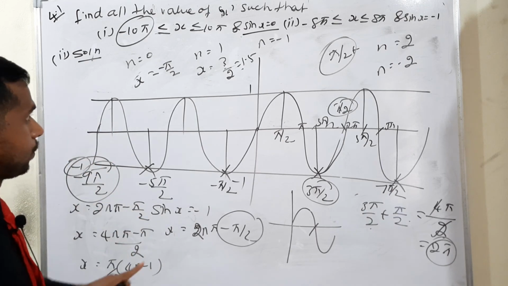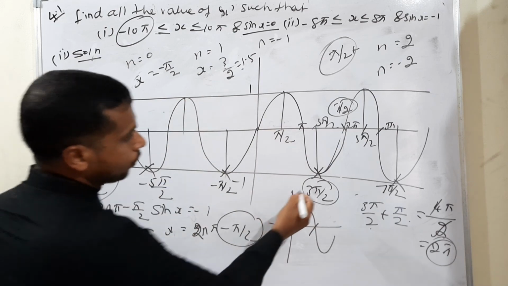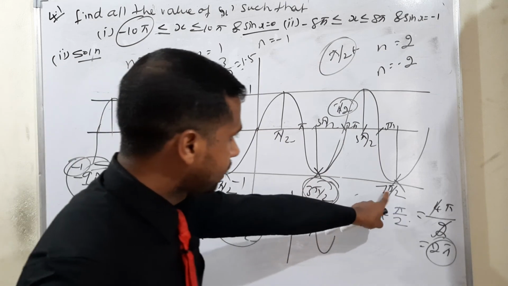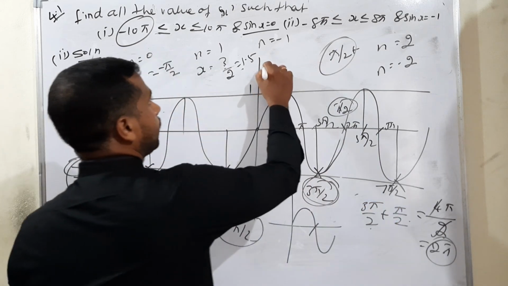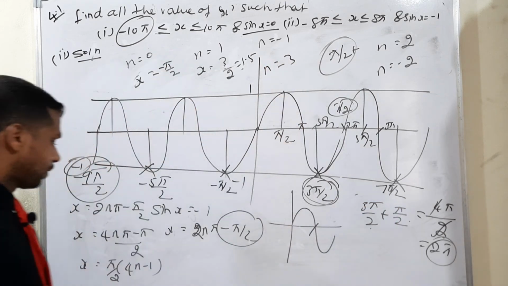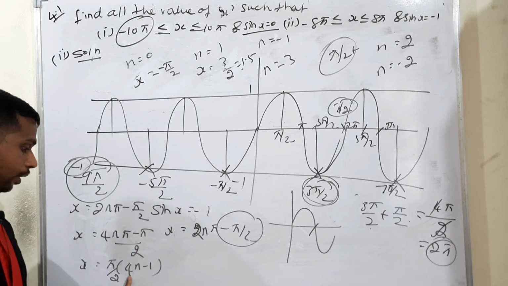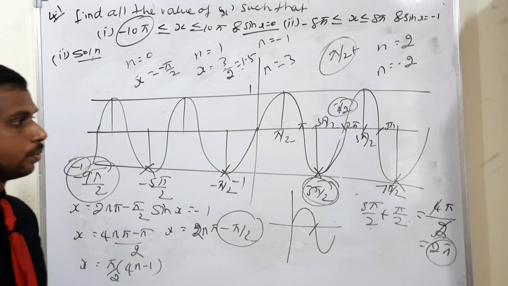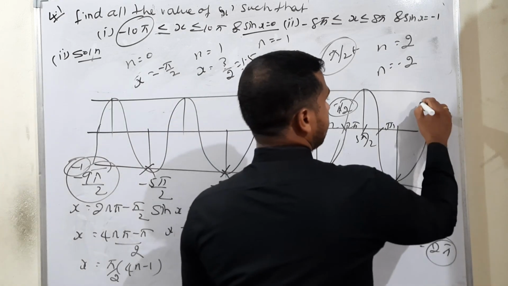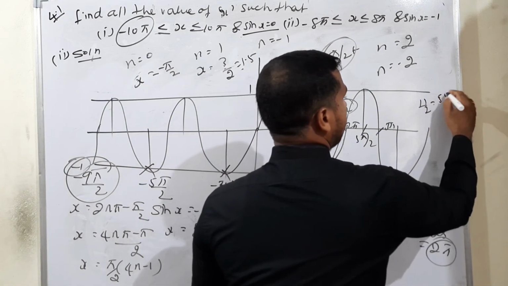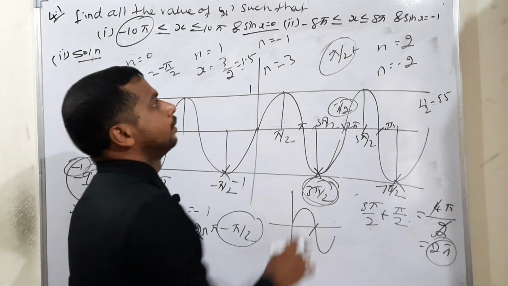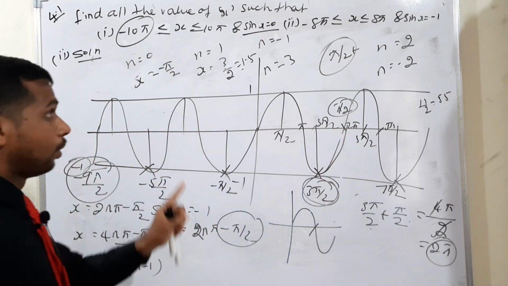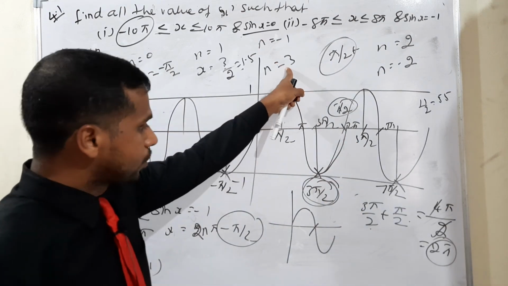Next case, this is also 3 pi by 2, we already found 3 pi by 2, it's meeting on minus 1. Next case, 7 pi by 2. Look at that, n is equal to positive 3. n is equal to positive 3 means 3 into 4 is 12, 12 minus 1 is equal to 11. So 11 pi by 2 means approximately 5.5, it's in the interval, minus 8 pi to positive 8 pi. So n equals 3 is also a suitable case.